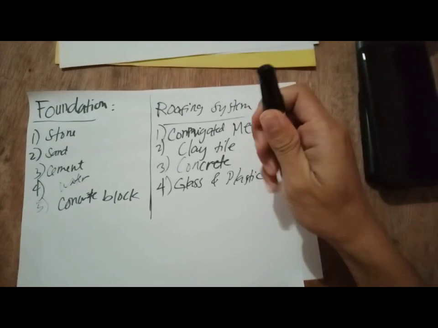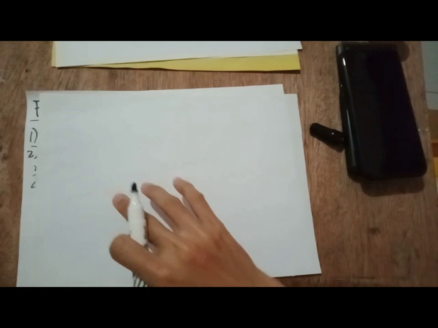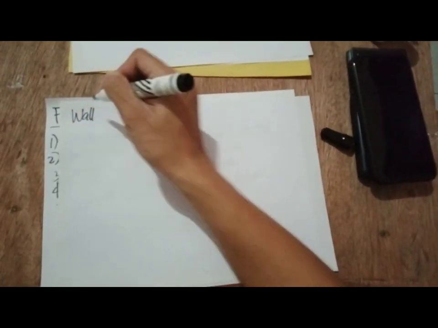So next, we proceed to the next component. We already have the foundation and roofing system, so we have the wall assemblies.